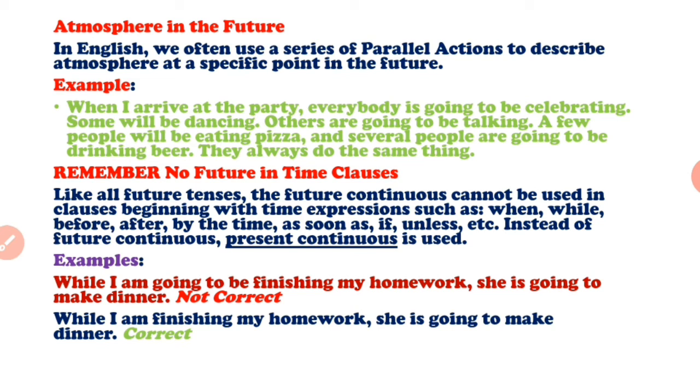Examples. While I'm going to be finishing my homework, she is going to make dinner. This sentence is absolutely wrong. Why? Because in one sentence we can use future continuous. While I'm finishing my homework, she is going to make dinner. This is correct.